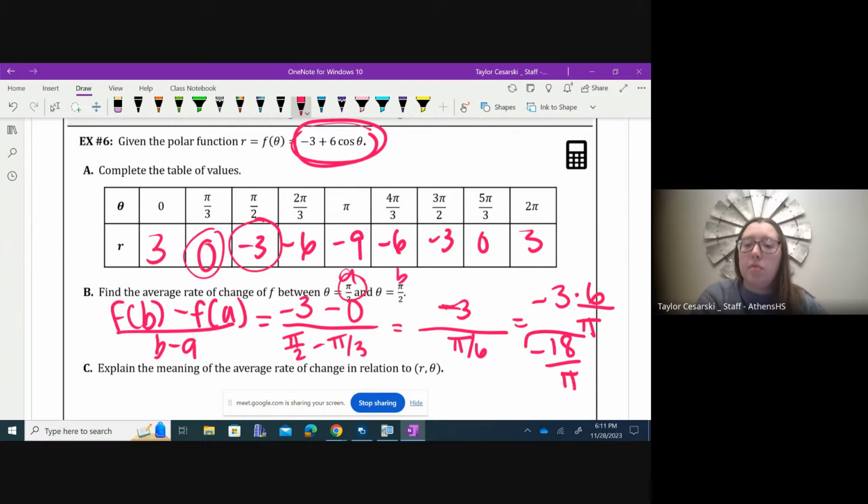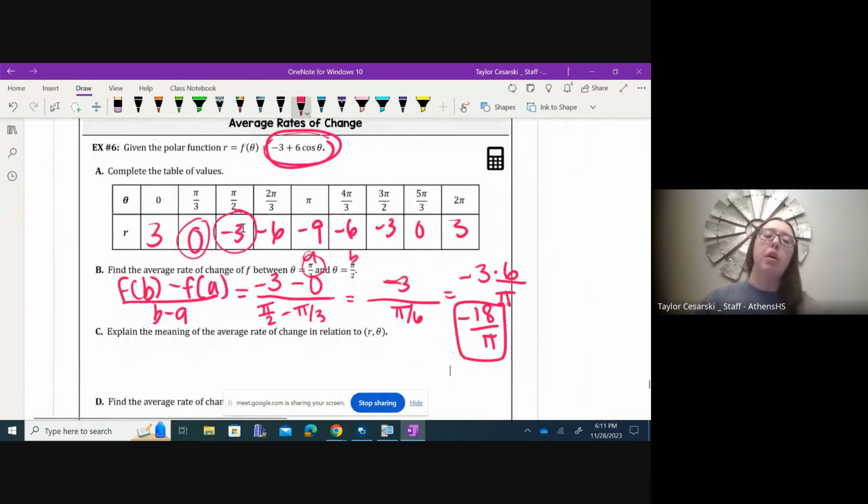And this should look like something that was on your last test where we computed the average rate of change between two values. You got some answer that looked like that. So what that means with the relation of r and theta is it's changing by negative 18 over pi per radian. Weird things to think about, but that's essentially what's happening. Again, I'm probably not going to ask you to interpret that, but that's the big idea: that's how much the r, the radius, is changing per radian that it travels.